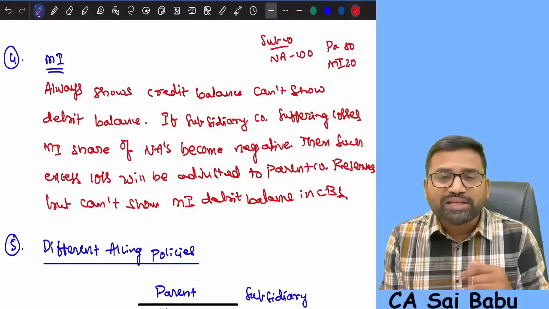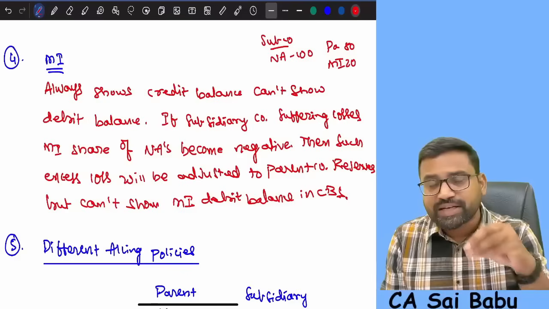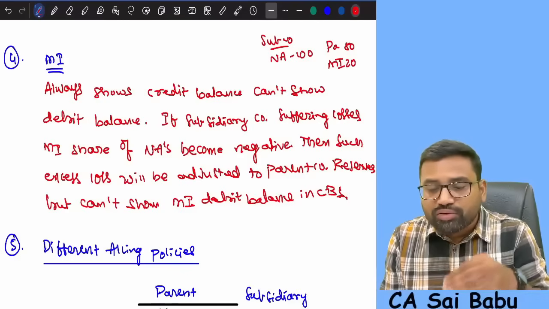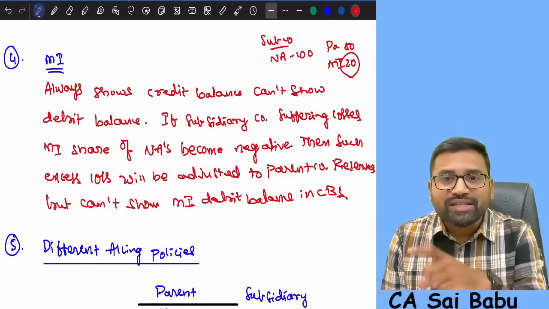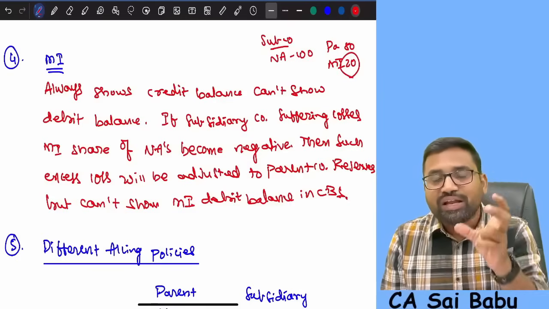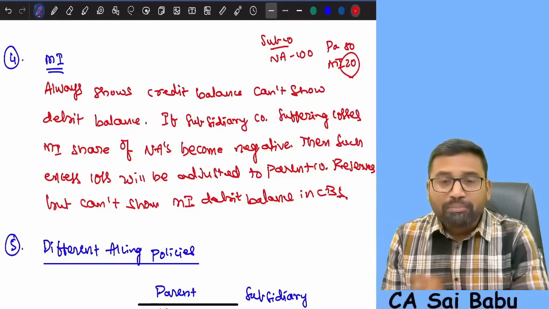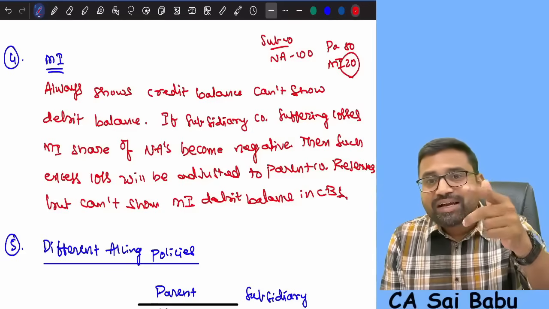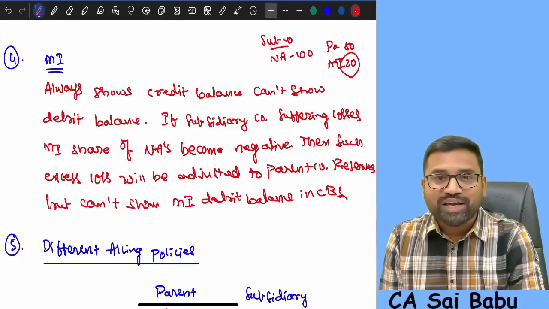But the parent company at the time of consolidation does 100% consolidation. That means the entire net assets of the subsidiary company are incorporated. They know that out of this some portion belongs to minority shareholders, 20. So they will write this 20 as a kind of liability on the equity and liability side, minority interest. But this minority interest can have a debit balance. It is like an amount to be recovered from the minority shareholders.